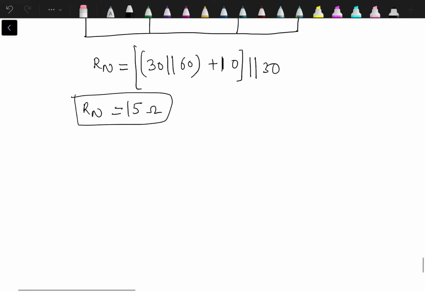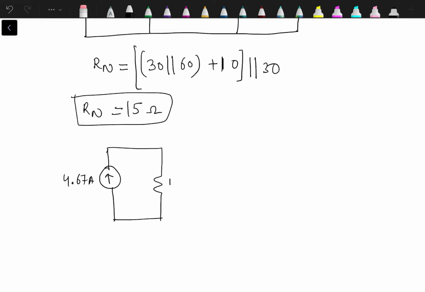The Norton's equivalent is 4.67 ampere in parallel with 15 ohm. This is RL. So this is the Norton's equivalent which was asked in the problem.